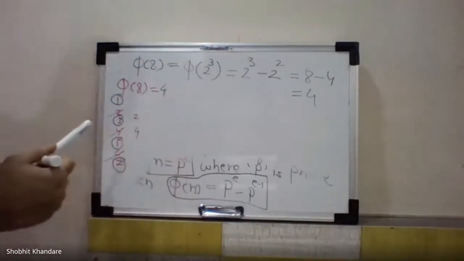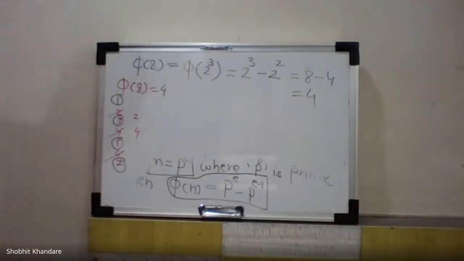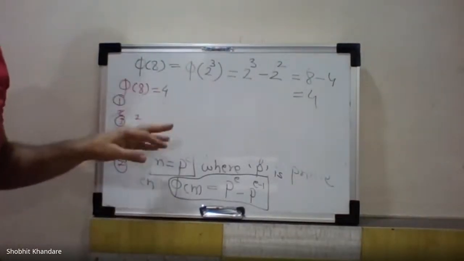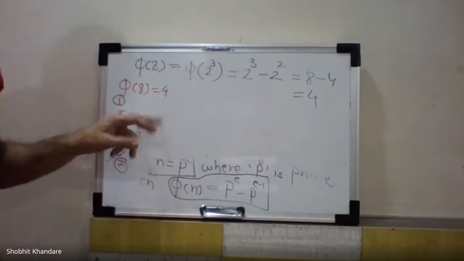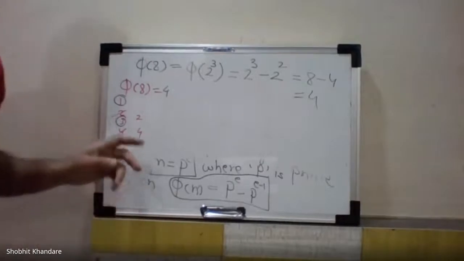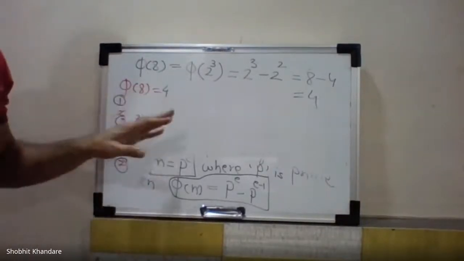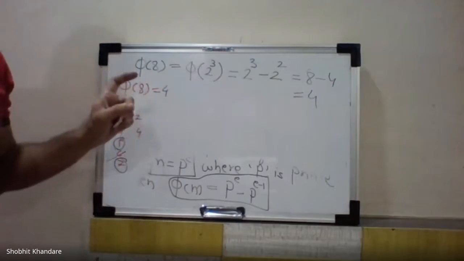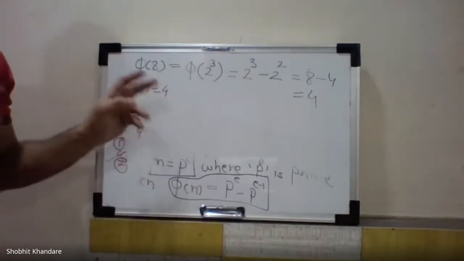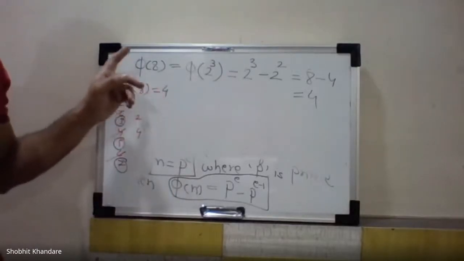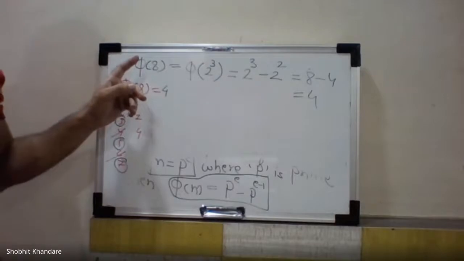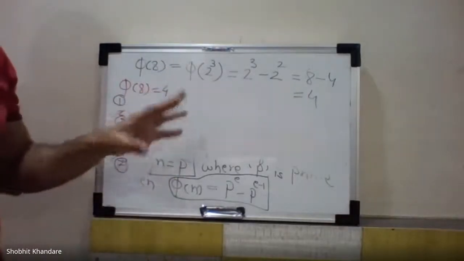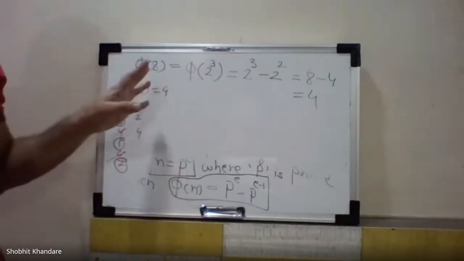After writing 4, just write down below: numbers relatively prime with 8 are 1, 3, 5, 7, and the total count is 4.